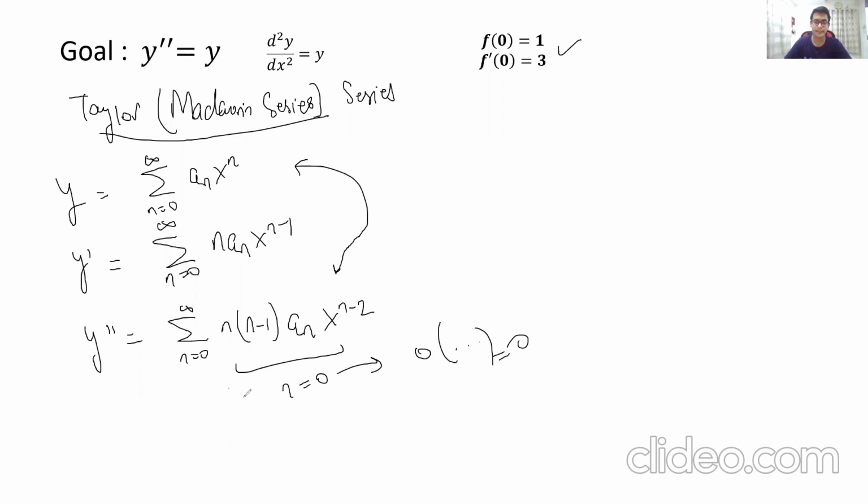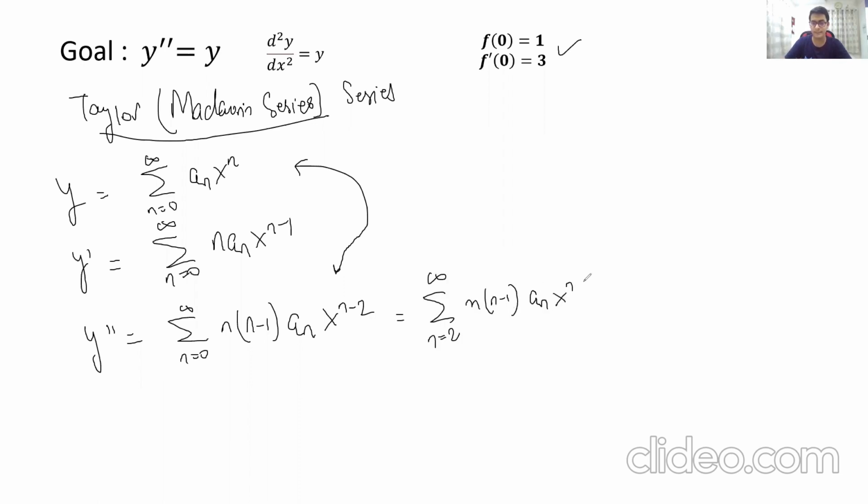So we can just not consider the 0 term, and if we put n equal to 1, that's going to be n times n minus 1, so 1 minus 1 is 0, and anything times 0 is 0. So we really don't need to consider the first two terms. Instead of starting my sum from 0, I can directly start my sum from 2, as the first two terms are just 0. So y double prime is going to be the sum as n goes from 2 to infinity of n times n minus 1 times a_n times x to the n minus 2.